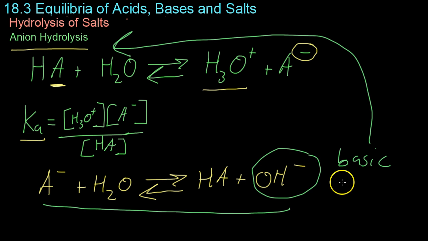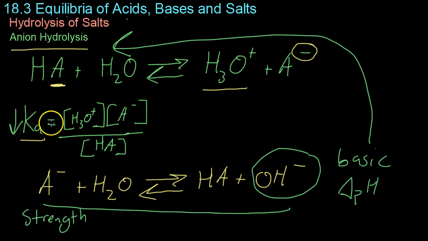And how basic the solution is, that is, the change in pH and how much is affected, all depends on the strength of this anion as well as its concentration. So, more mathematically, the lower this Ka is, that is, the lower the strength of this anion here, the weaker the acid and the stronger the base.